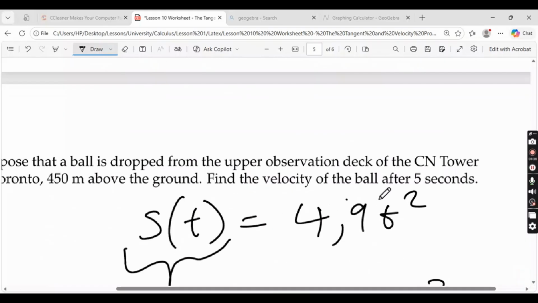It's because there's a statement that says find the velocity of the ball after 5 seconds. So with that mindset, and with the part that's specified, after 5 seconds, how would we work it out?